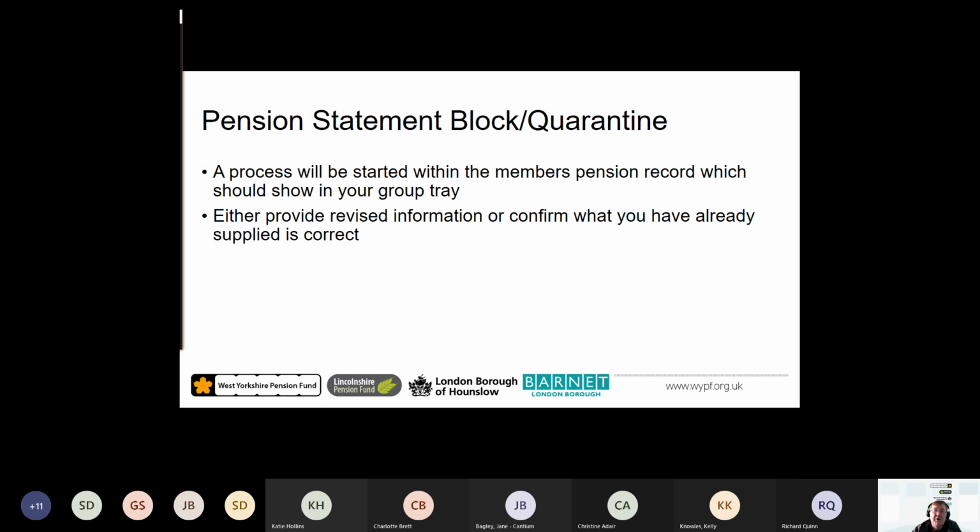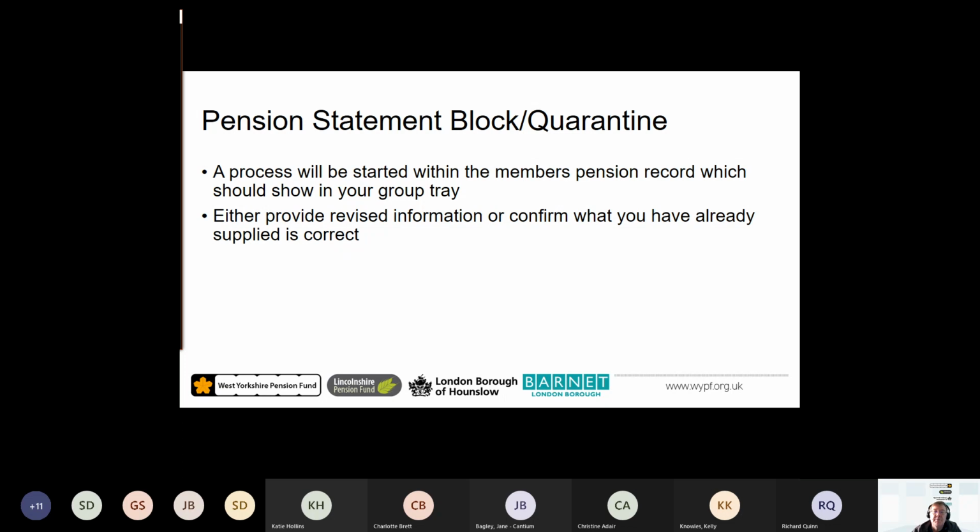So all those members who are okay will get their pension statements. Those where we're not sure will get a block and a quarantine. That will start a process on the members' records, and that will show in your group tray. You can move that information from your group tray into an individual work tray and either provide revised information or confirm what you've already supplied is correct.